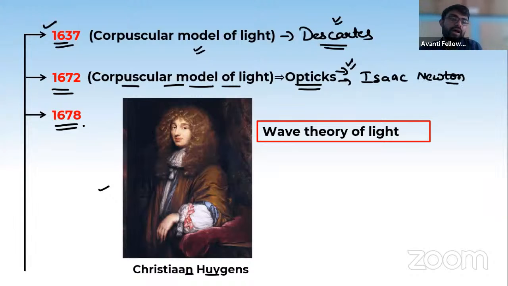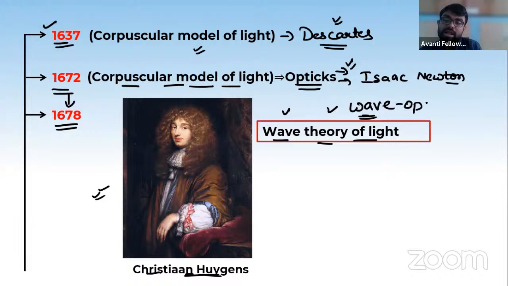Then in 1678, after a few years, here comes the hero, Christian Huygens. He gave the wave theory of light. Now it was a contradiction: somewhere the scientists were treating light as particles, and somewhere they were treating light as a wave. So now we'll start our chapter, wave optics, with this scientist, Christian Huygens, who told us this wave theory. The history of our chapter, wave optics, starts from this point.